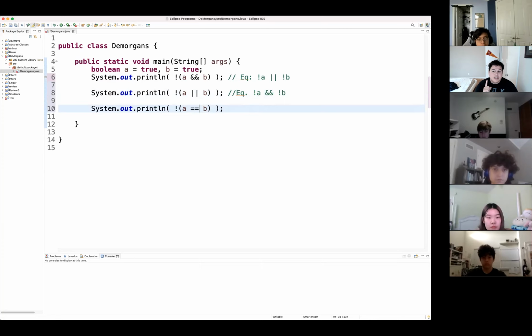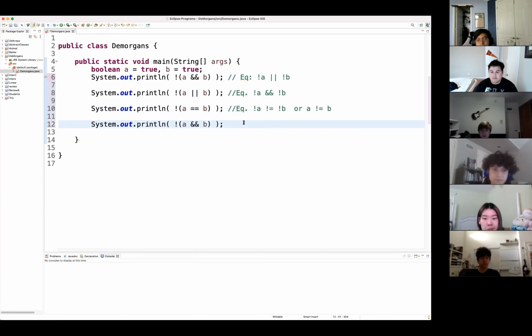Not A equal to B. Now, there's two ways that you can write this. Then again, this goes down to a preference. You can say not A, not equal to not B, or A not equal to B. Either one works.